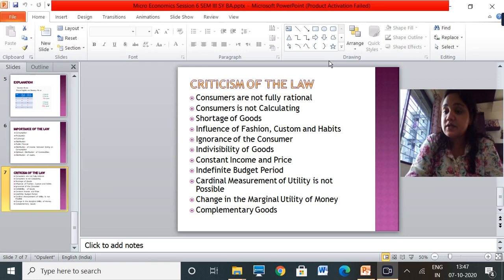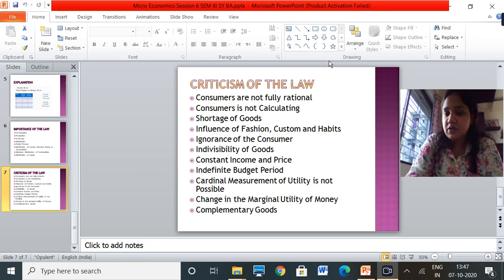The consumer is said to have constant income. So his income does not change. That is one of the assumptions. It's very difficult, as the income of the consumer might fluctuate. Then this law will fail. And the prices of the products also fluctuate in the market, so again this law will fail. So in this case it will not stand true.